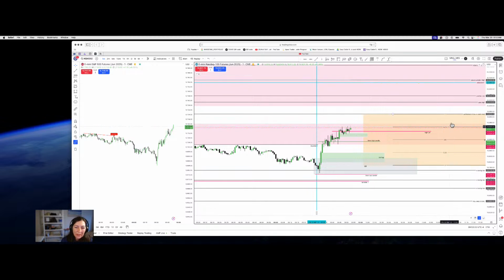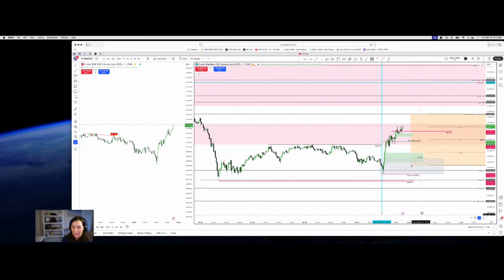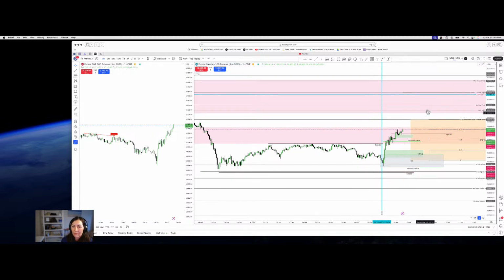Just at the 75% of this opening range gap. We have our 4-hour SIBI up here. We have midnight still above us. We have Asia and London high up here. This was our previous day high on yesterday. This was the high of the day yesterday, right up here.